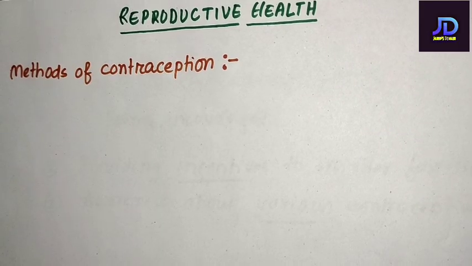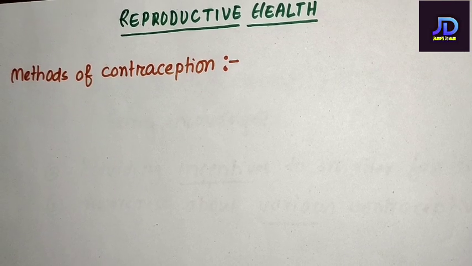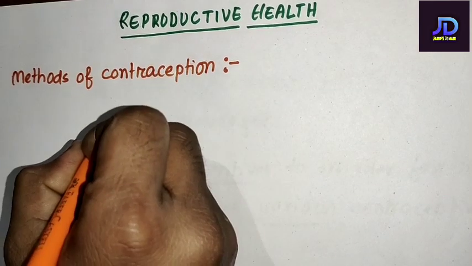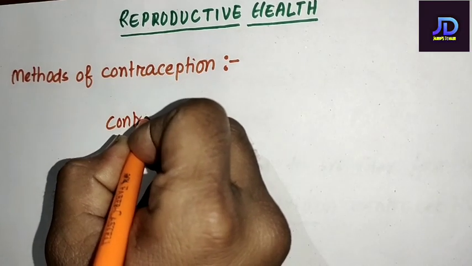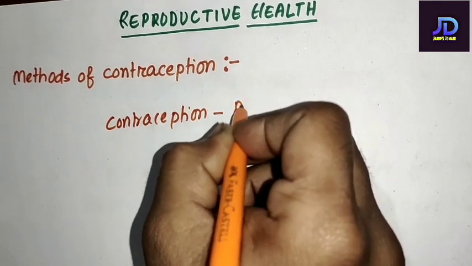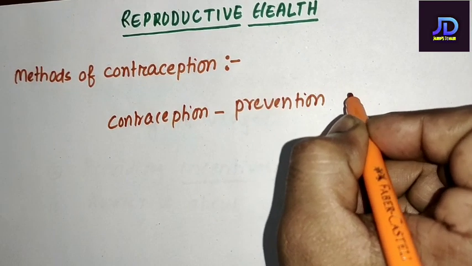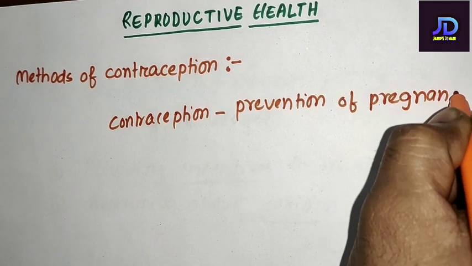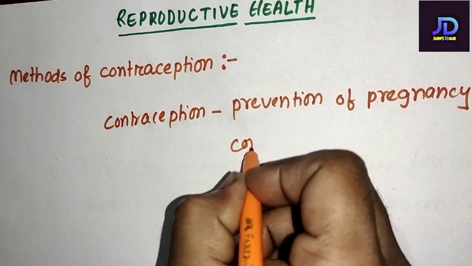Hello guys, today in this video we'll discuss contraception, the various methods of contraception. So basically, contraception means the prevention of pregnancy. And the methods which are used are called contraceptives.